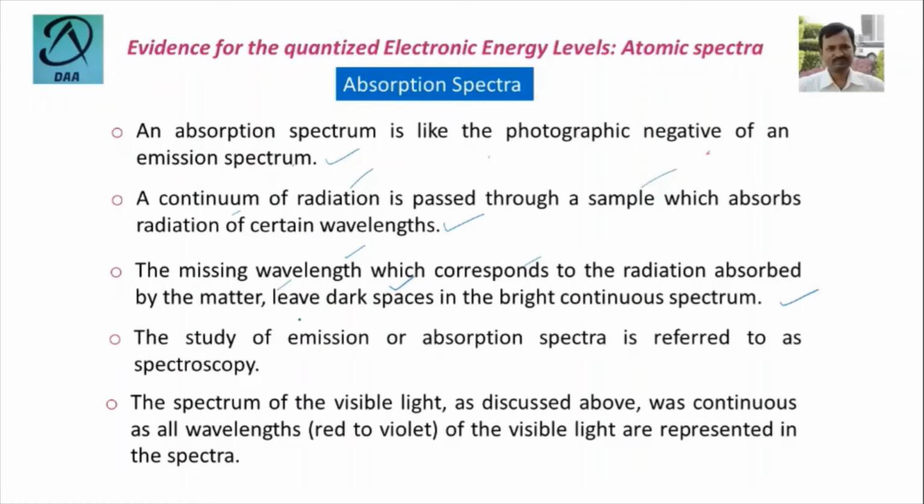And this whole thing, the study of emission or absorption spectra, is referred to as spectroscopy. The spectrum of visible light, as I already discussed, is continuous, with all wavelengths from red to violet. Violet has the shortest wavelength and red has the longest wavelength of the visible light.